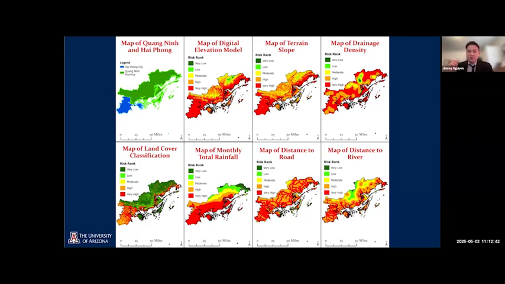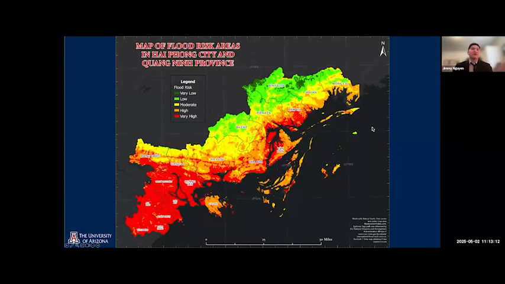So digital elevation model, 20%, terrain slope, 15%, drainage density, 15%, land cover classification, 10%, the total rainfall for that month, 25%, because it's the most influential factor in flood formation. Distance to road, 5%, distance to river, 10%. So inputting those predictive variables with their weights into the flood risk model, we get this final product.